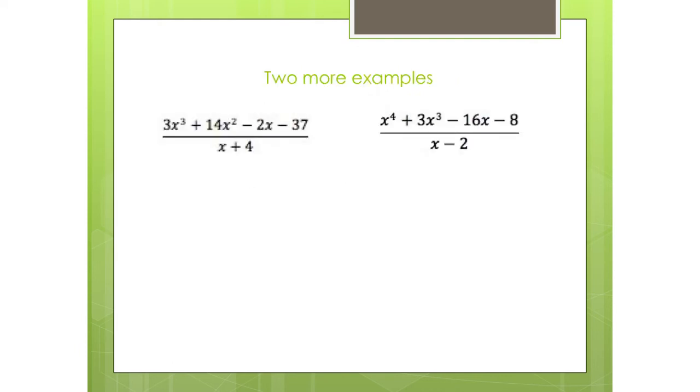Let's look at a couple more examples. Again, we don't take the divisor, we take the 0 of the divisor. We take our coefficients.